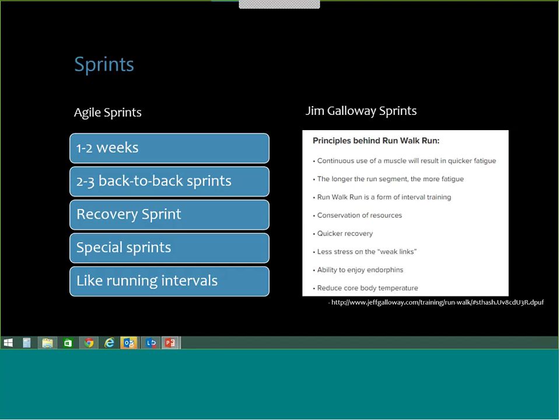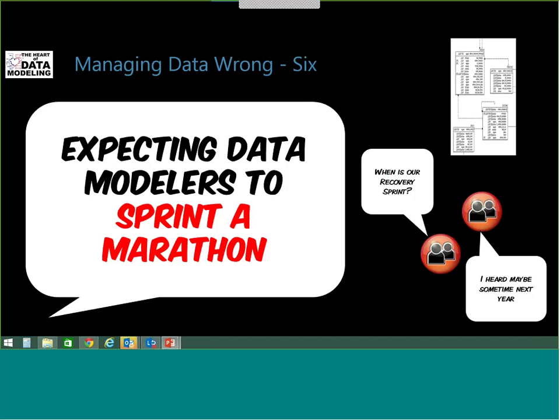Run, walk, run also lets you enjoy more of the work that you're doing and can reduce your core body temperature, which I'll just say is a great euphemism for getting upset at people. You notice how that really matches with the whole concept of Agile sprints. The reason I bring this all up is that on a dysfunctional Agile IT project, the data modeler is being expected to run a sprint for every single week and take care of all the pre-existing sprints, because usually there's only one data modeler or two allowed on a project, we get tired and cranky.